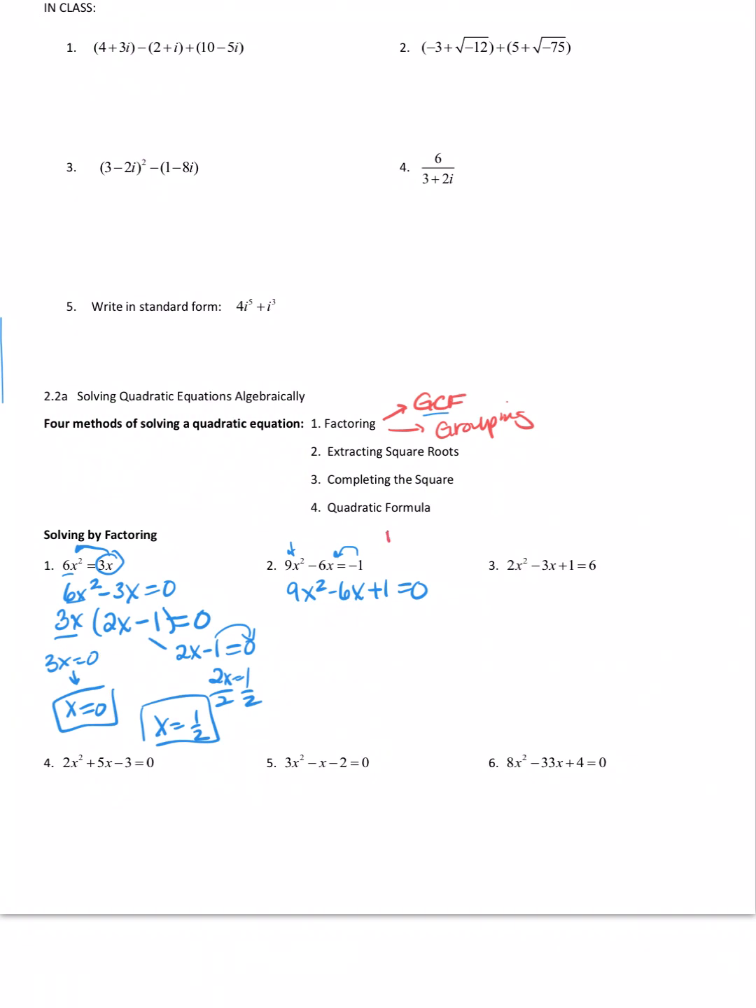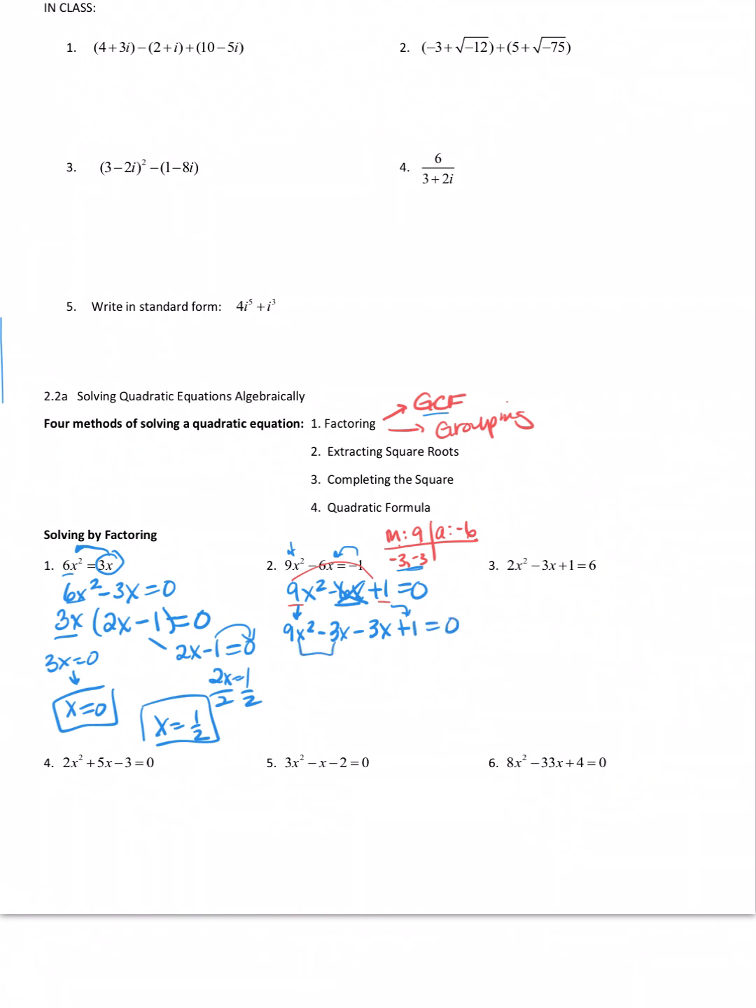Now, to do grouping, I'm going to multiply to get a times c, 9 times 1 is 9, but I need to add, whatever I get needs to add to the negative 6. All right, so what multiplies to 9 but adds to negative 6? That would be a negative 3 and a negative 3, right? So when you're doing grouping, what you're going to do is take the x squared term and rewrite the middle term. You're going to not write it like that anymore. You're going to write it just like we had in the table here. So minus 3x, and then the plus 1 will come right down.